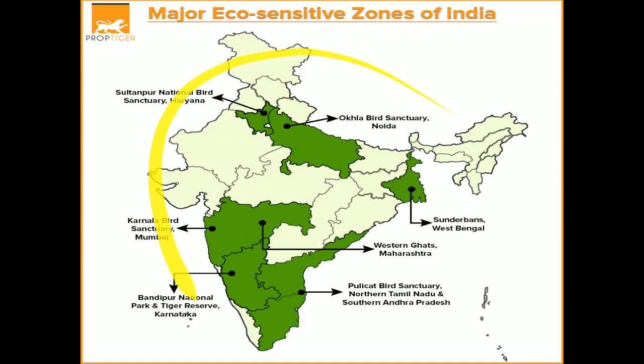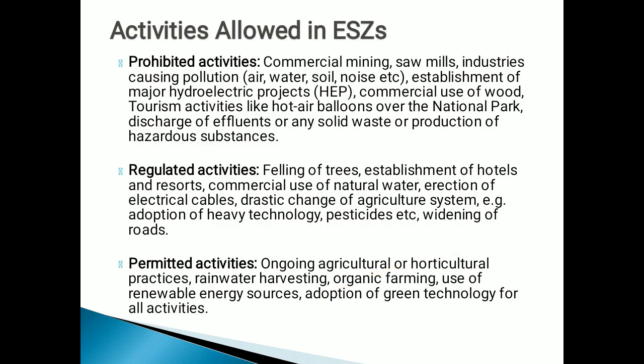Some of the eco-sensitive zones have been declared under Project Tiger, like these green portions mentioned in the map of India. Understanding the importance of how tigers are being poached, these areas have been declared eco-sensitive zones. And what kind of activities are allowed in an ESZ, an eco-sensitive zone?